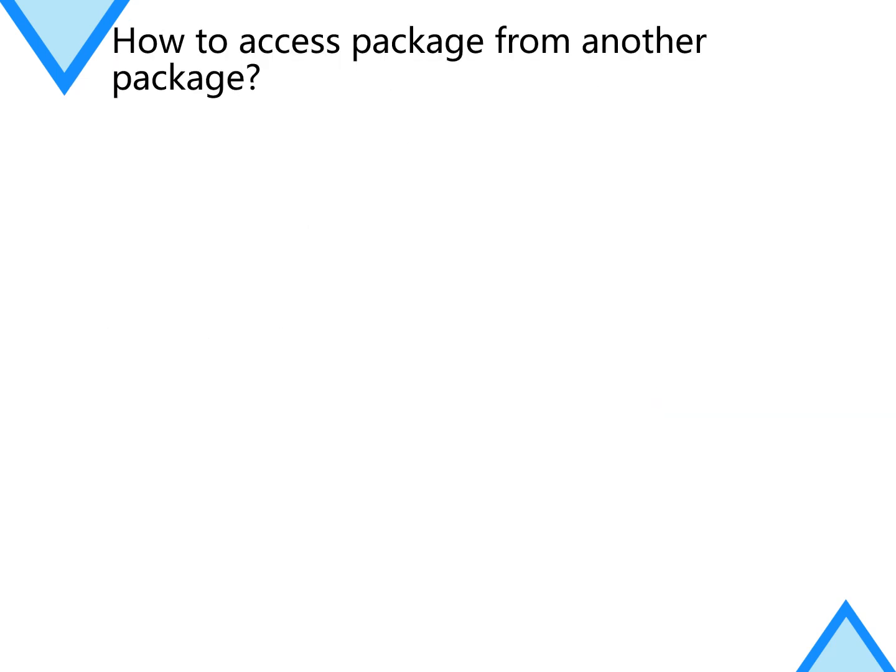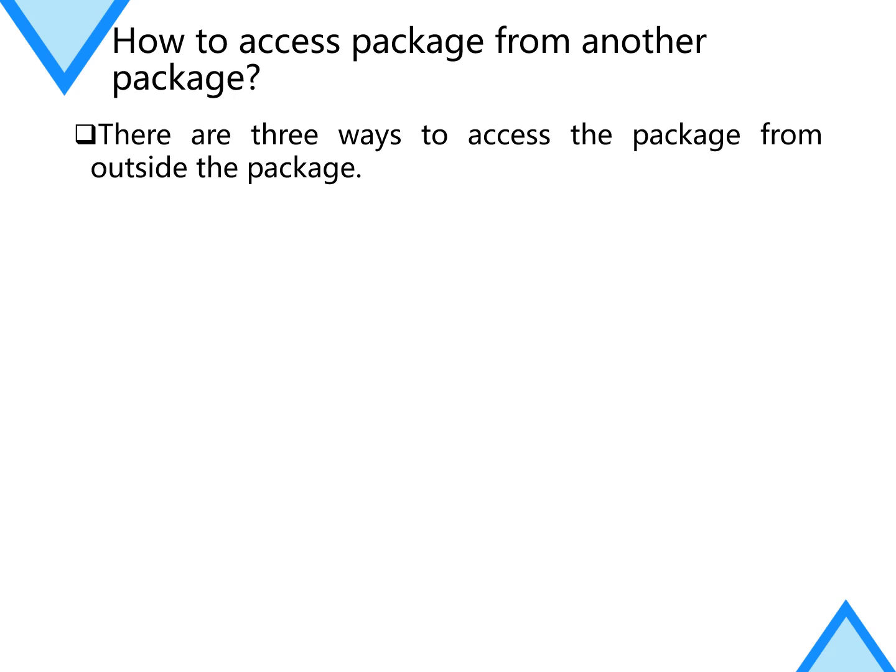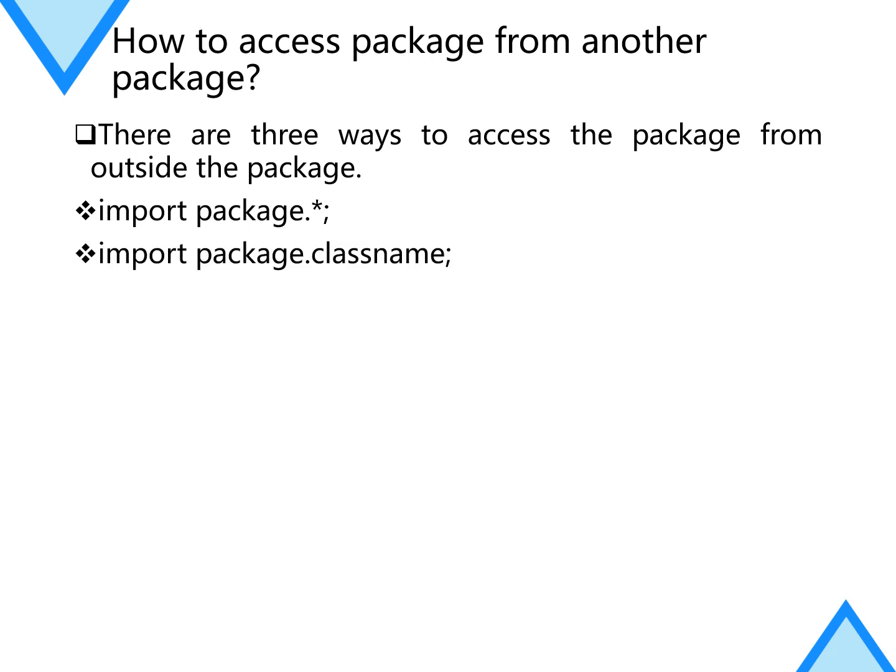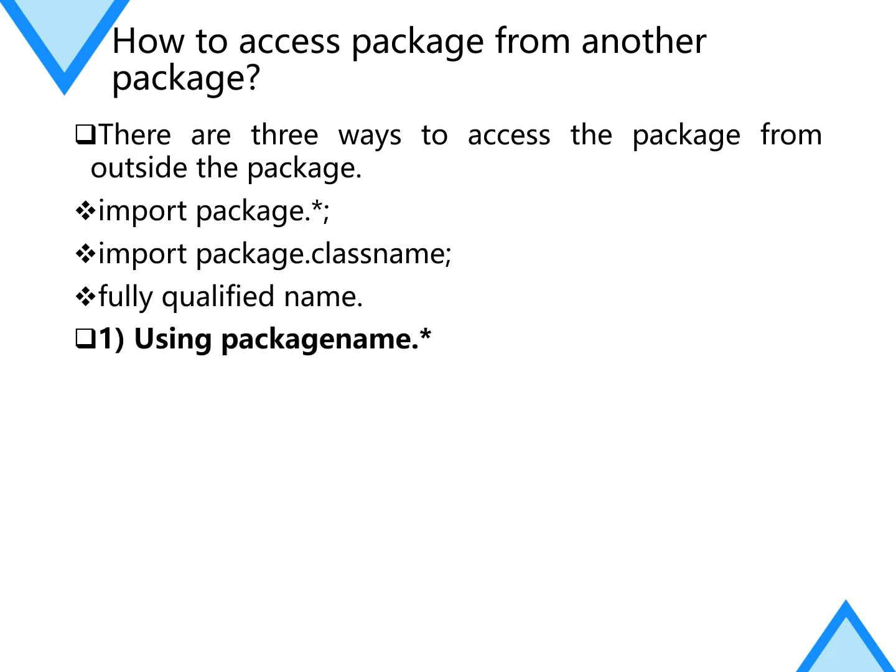How to access a package from another package? The answer is there are three ways to access a package from outside the package. The first one is import package.*, the second is import package.classname, and the third is the fully qualified name. These are the three methods in which we access a package from outside the package.